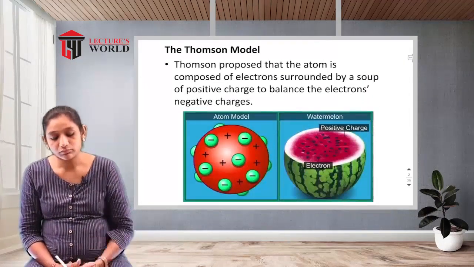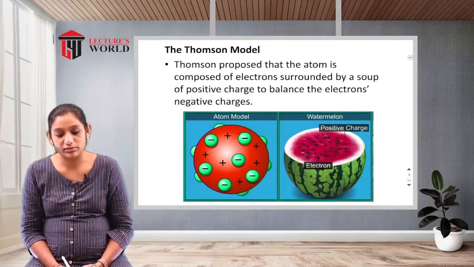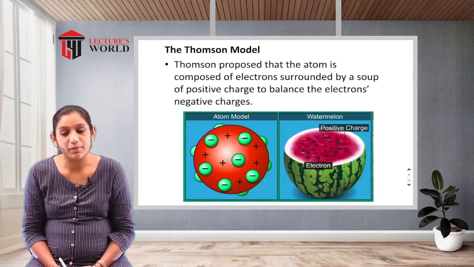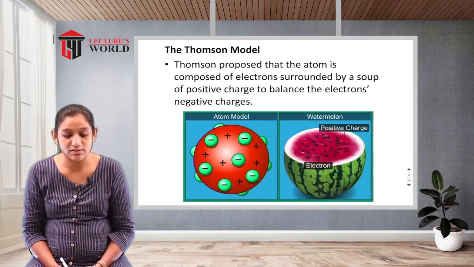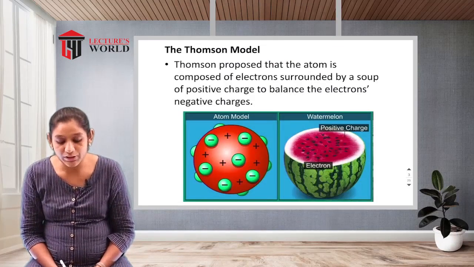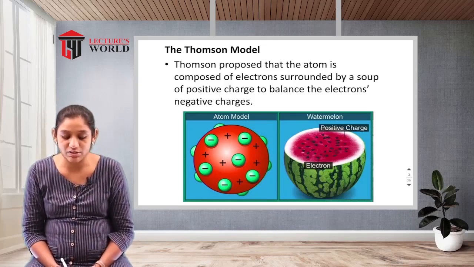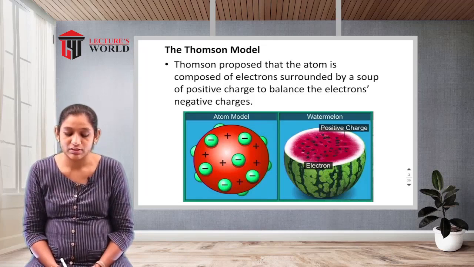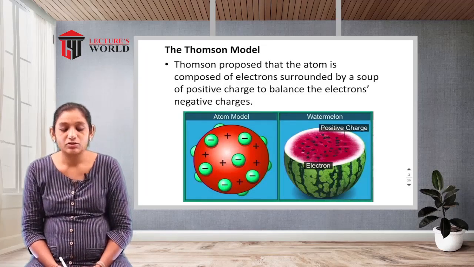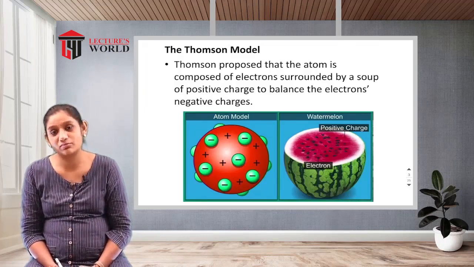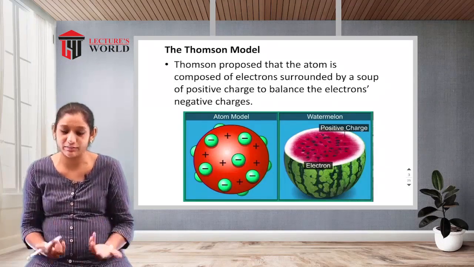First one, the Thomson model. Thomson proposed that the atom is composed of electrons surrounded by a soup of positive charges to balance the electrons' negative charge. Means that Thomson proposed that the positive and negative charges are present in the atom.